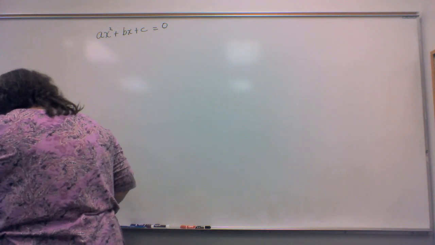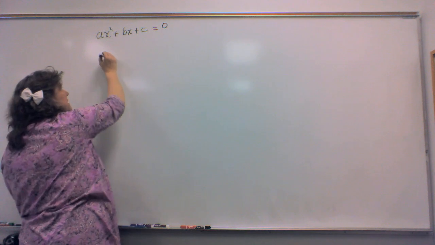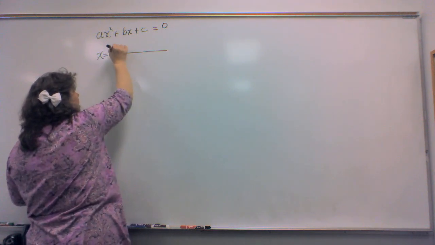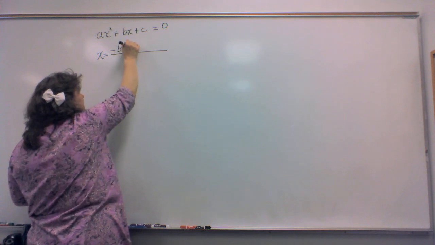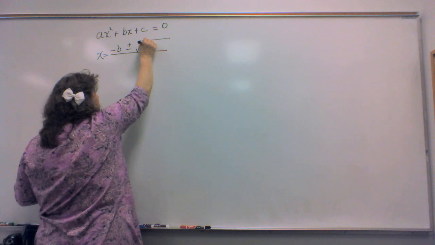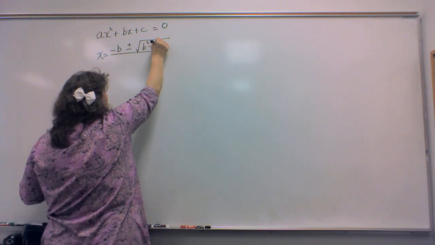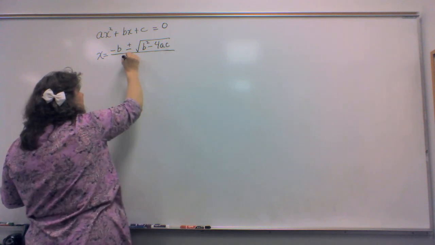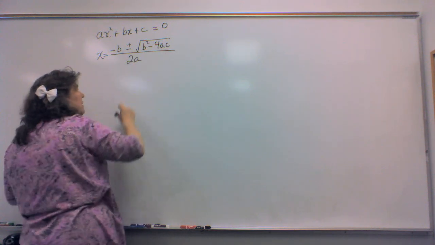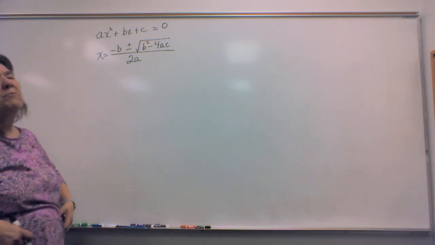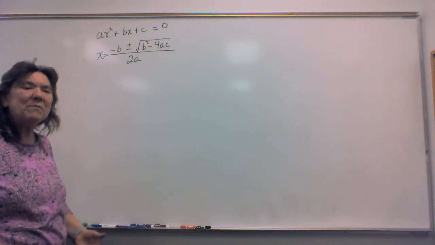So the quadratic formula is this: x is equal to the opposite of b plus or minus the square root of b squared minus 4 times a times c, all of that over 2 times a. Now, this formula has to be memorized, but there's a song that can help you memorize it.